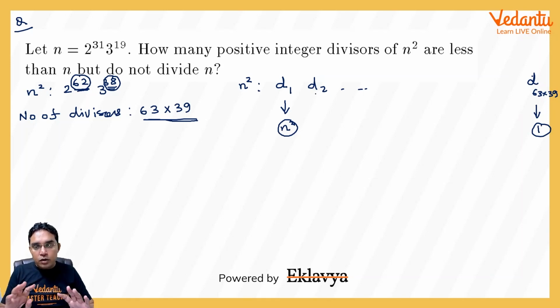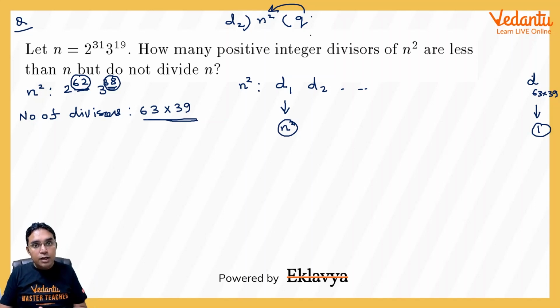Like see, because every divisor will be able to divide n square, and the quotient you will get will also be a divisor of n square. Suppose I divide n square by d2, then we will get some quotient, let us say q. Don't you think that this q will also be a divisor of n square? Now because d2 is the second largest divisor, q will be the second smallest divisor, isn't it? So this q will be here. You can write this as d of 63 into 39 minus 1.